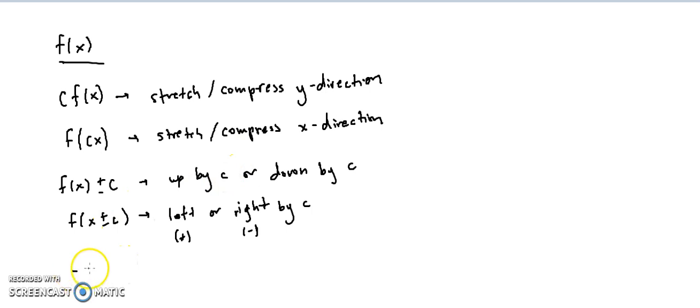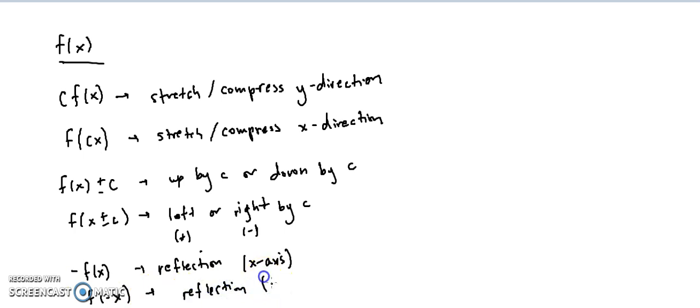If you put a negative out front, remember that that's a reflection. It changes the signs on the y values, so it's a reflection around the x-axis. And if you put a negative on the inside, that's going to be a reflection around the y-axis. As it turns out, we can actually put all of these together, but we're going to take them one by one, at least for right now, and then we'll see what it looks like all together.